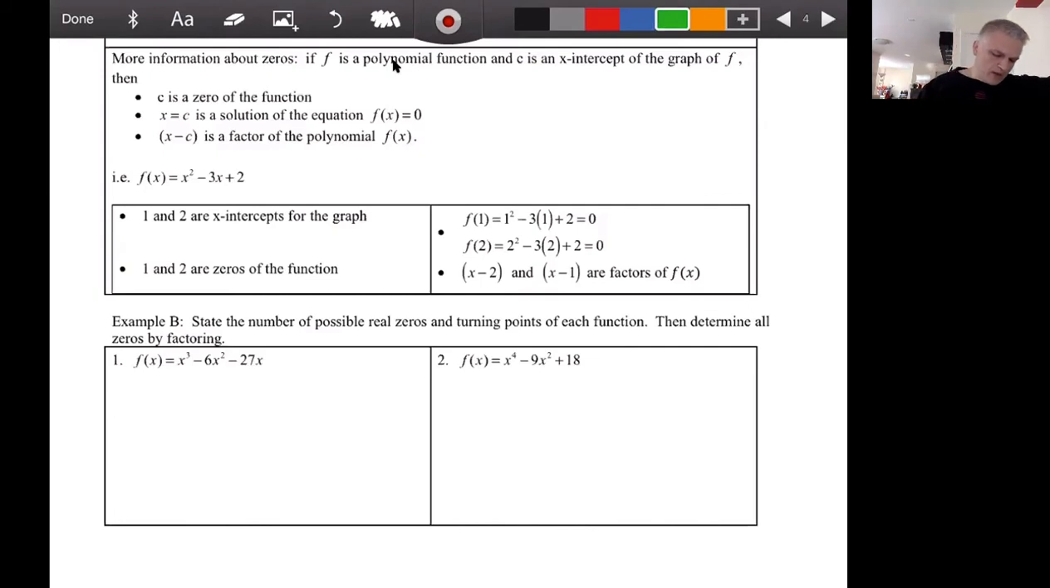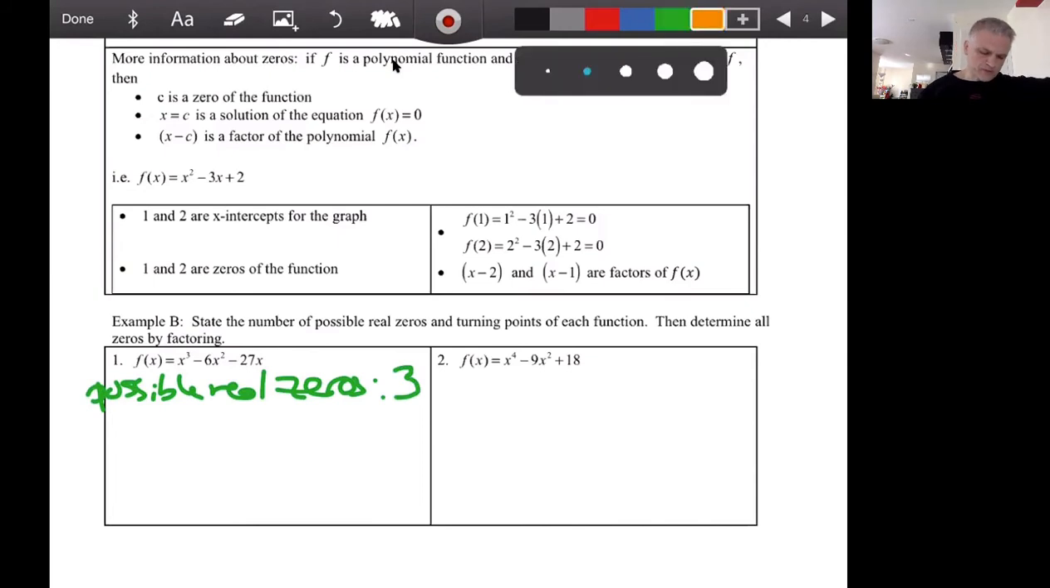So let's say possible real zeros. So how many possible real zeros are there? Easy question. What's the degree of your polynomial? Well, the highest exponent on an x that I see is 3. So it's a third degree polynomial, so there are 3 possible real zeros.